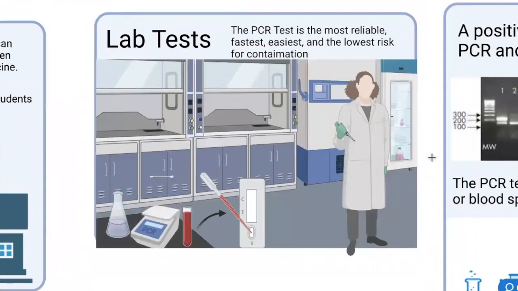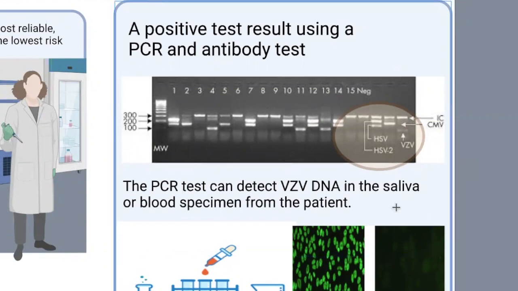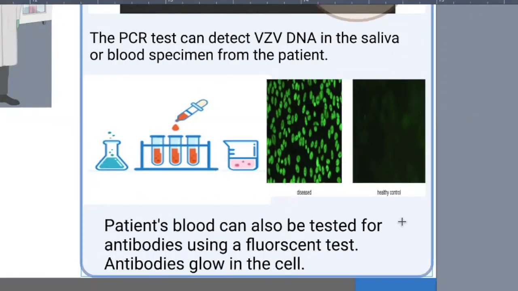The PCR test is the most reliable, fastest, easiest, and lowest risk for contamination. In this image, you can see a positive test result using the PCR test. The PCR test can detect the virus DNA in the saliva or the blood specimen. PCR stands for polymerase chain reaction. And here we have the fluorescent test that can be used to see if there are antibodies in the blood, which will glow in the cell.